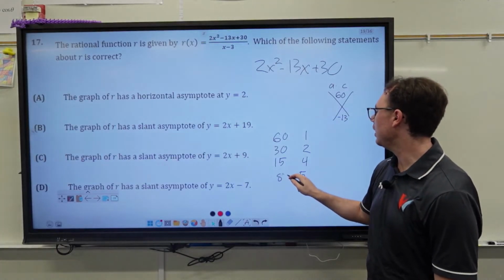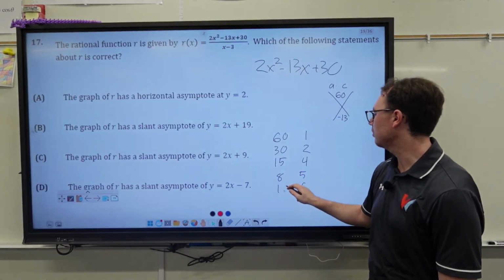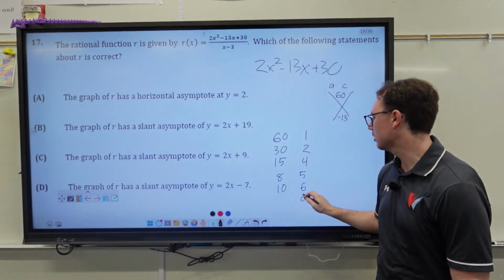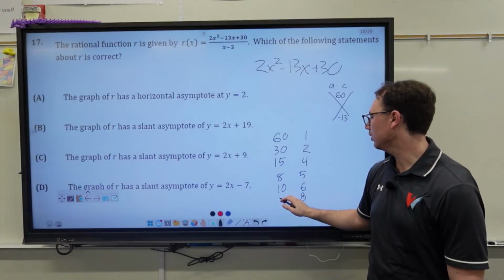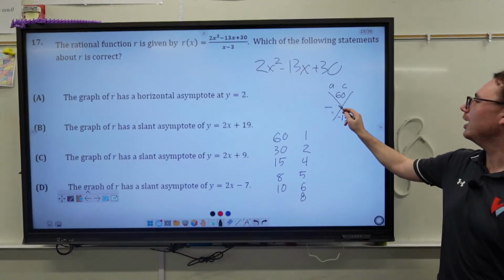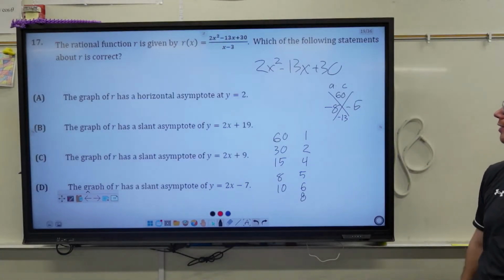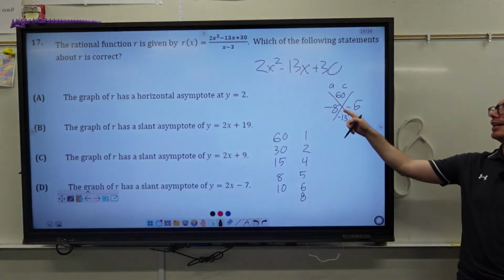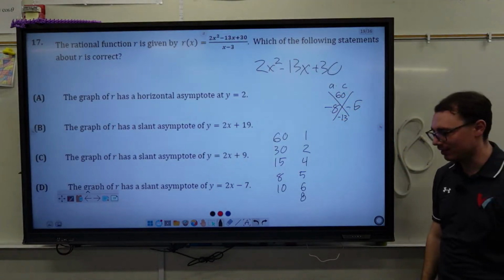5 times 8. 6 times 10. 7 doesn't go into it, and then we just repeat 8 and 5 here. Oh, it says 8 and 5. Oh, I feel silly. Well, negative 8, negative 5 is going to be our answers here. Negative 8 times negative 5 gives us 60, but negative 8 minus negative 5 gives us this here.